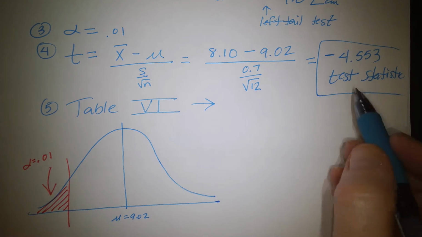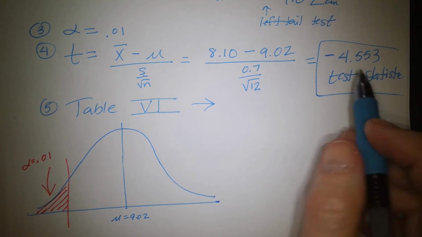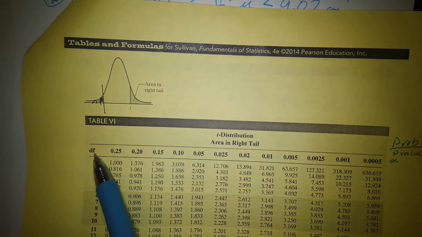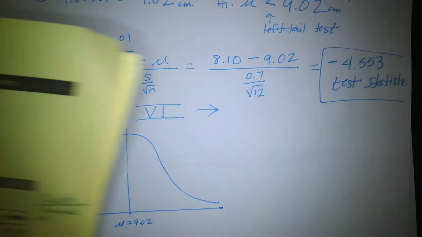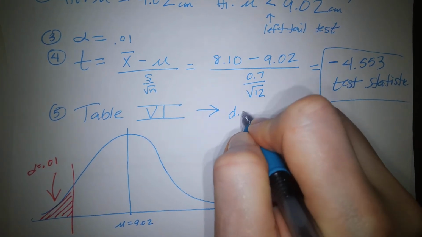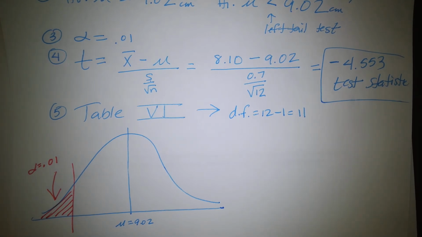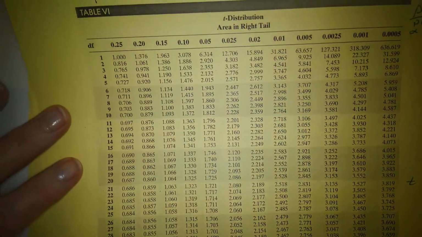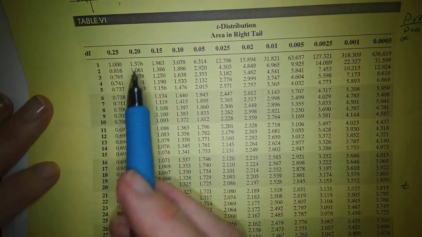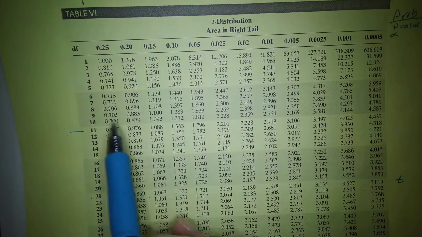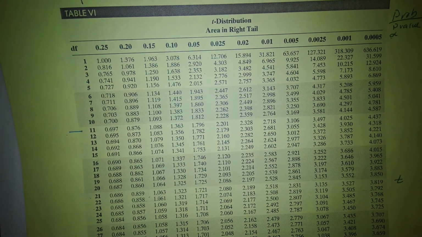So we have to find the probability of this test statistic. We're going to go to table 6, which is the T table. In order to use the T table, we need degrees of freedom. Degrees of freedom is always going to be n minus 1. So we have to use degrees of freedom of 12 minus 1, which is 11. So we go to the T table, and we need degrees of freedom of 11. The next thing we need to know is the T. We already found the T.